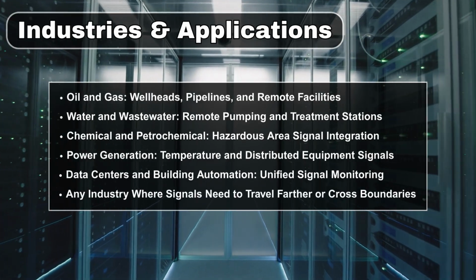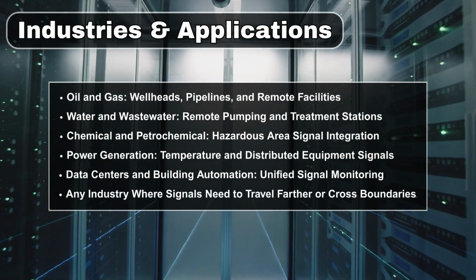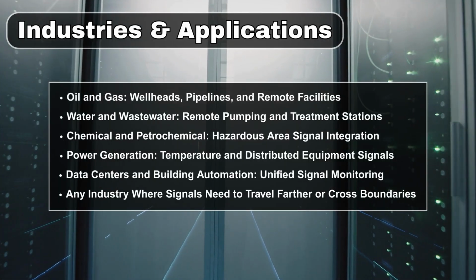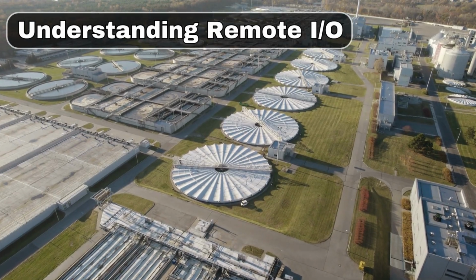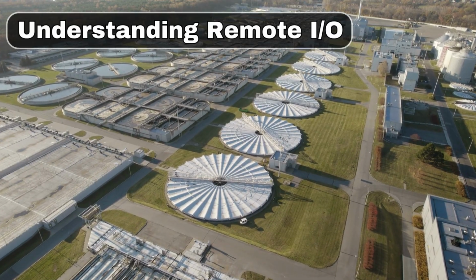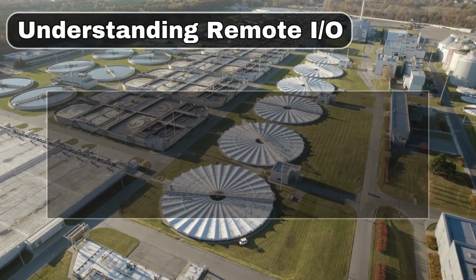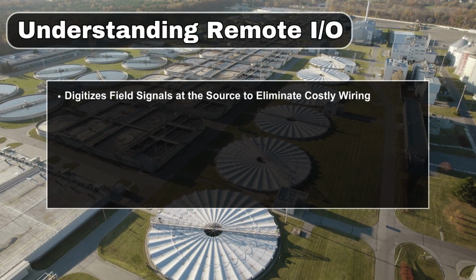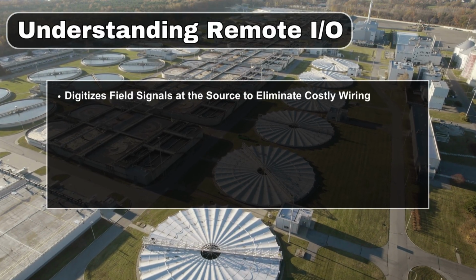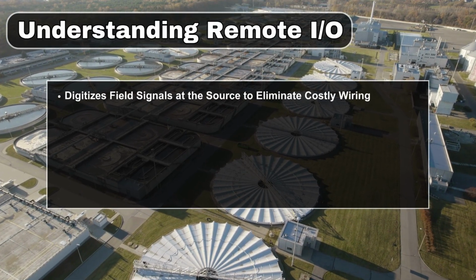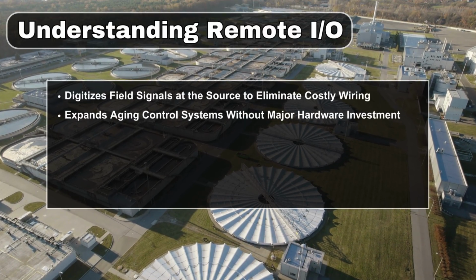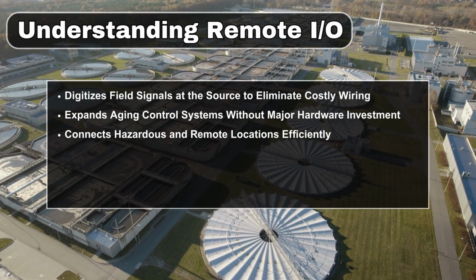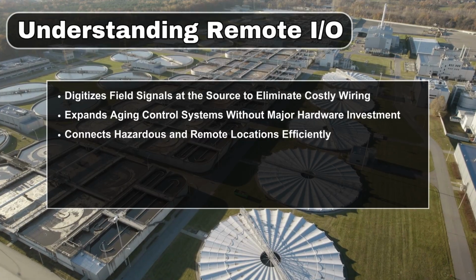Wherever signals need to travel farther, cross boundaries, or integrate with modern systems, remote I/O provides a reliable and scalable solution. Remote I/O is one of the most versatile and cost-effective tools available for extending and modernizing industrial control systems. By digitizing field signals at the source and transmitting them over a single communications link, it eliminates the need for costly field wiring, expands aging control systems without major hardware investment, and connects signals from hazardous or remote locations that would otherwise be impractical to wire.